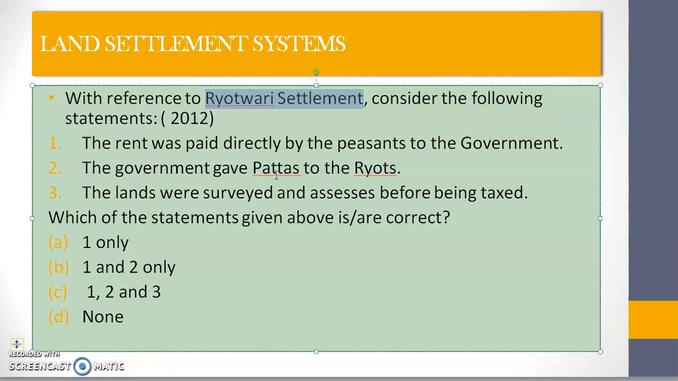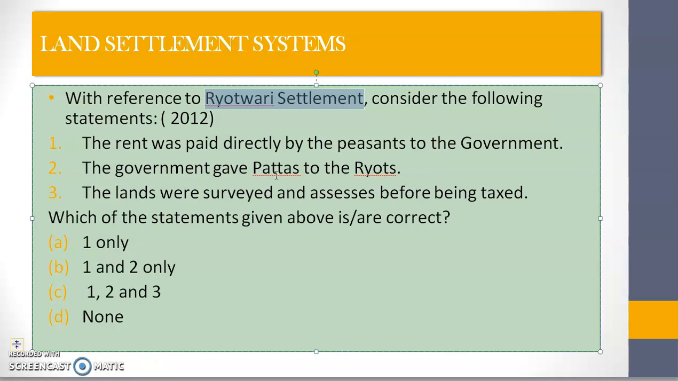Why? Because in many areas, no surveys were carried out, and the tax of a peasant was assessed on an arbitrary basis based on village accounts. Okay, and also this settlement was known as Patkat settlement, and under this Patkat settlement, the revenue to be paid by a peasant was fixed on the entire farm and not on each field.